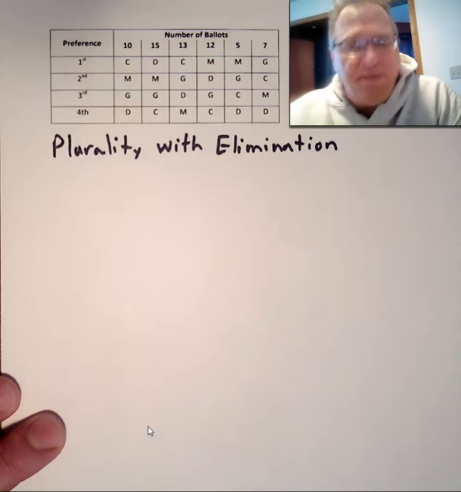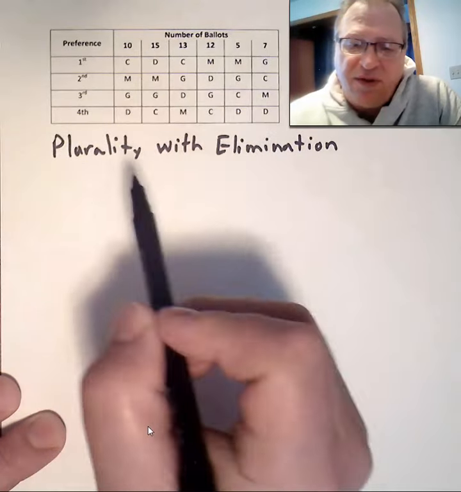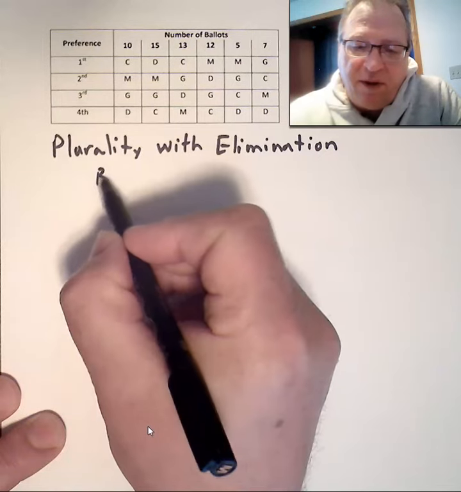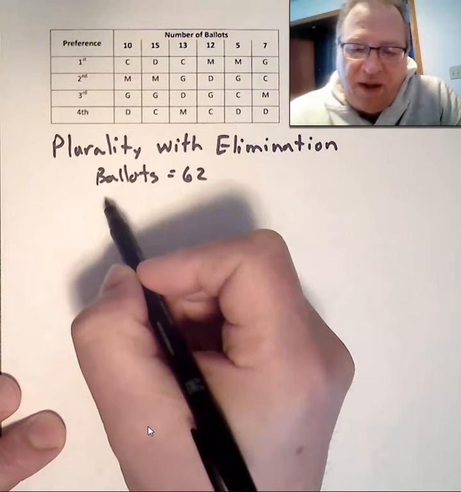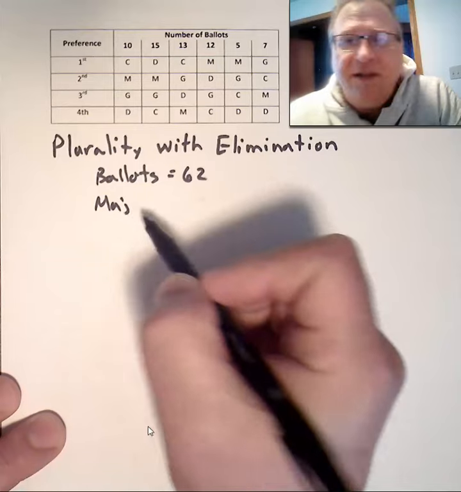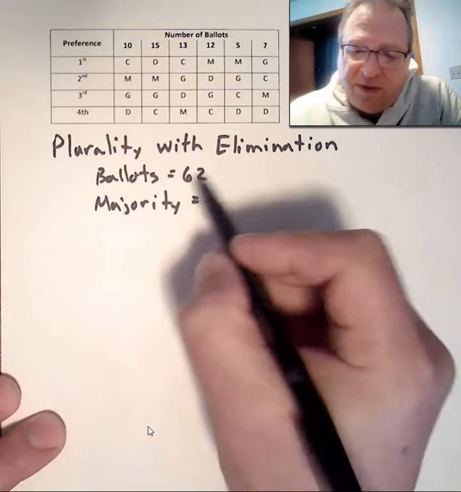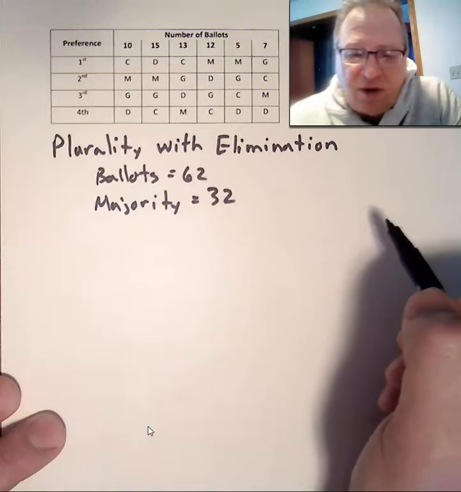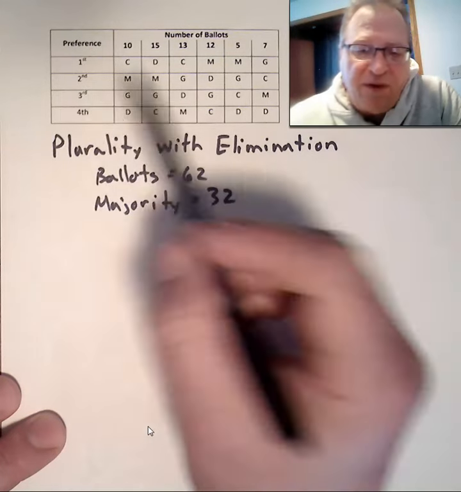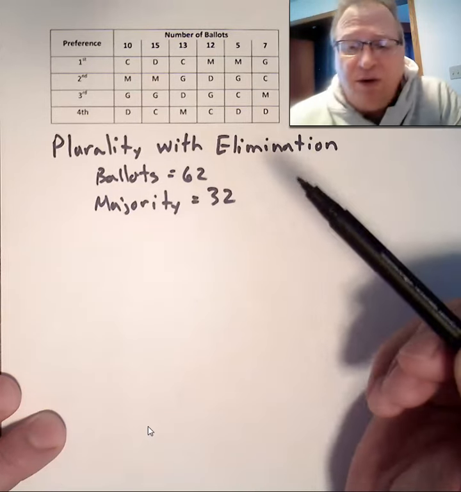And so let's begin and examine the votes and see what a majority is going to be. If I simply add up the number of ballots, the total number of ballots is equal to 62. A majority is one more than half of that, so a majority would be 32 votes. So let's take a look at the first place votes and see if anybody has a majority, and we can declare a winner right away.